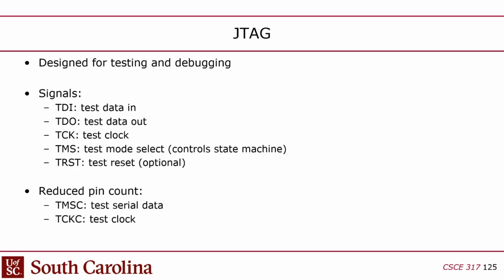So it's got a TDI, test data in, which is basically MOSI. It's just the input into the slave. TDO is the output from the slave, so that's MISO. Then there's a clock, so it's synchronous. And then instead of slave select, you have this thing called TMS, test mode select. And this thing is radically different from the slave select. Slave select is just low or high depending on if you're talking or not.